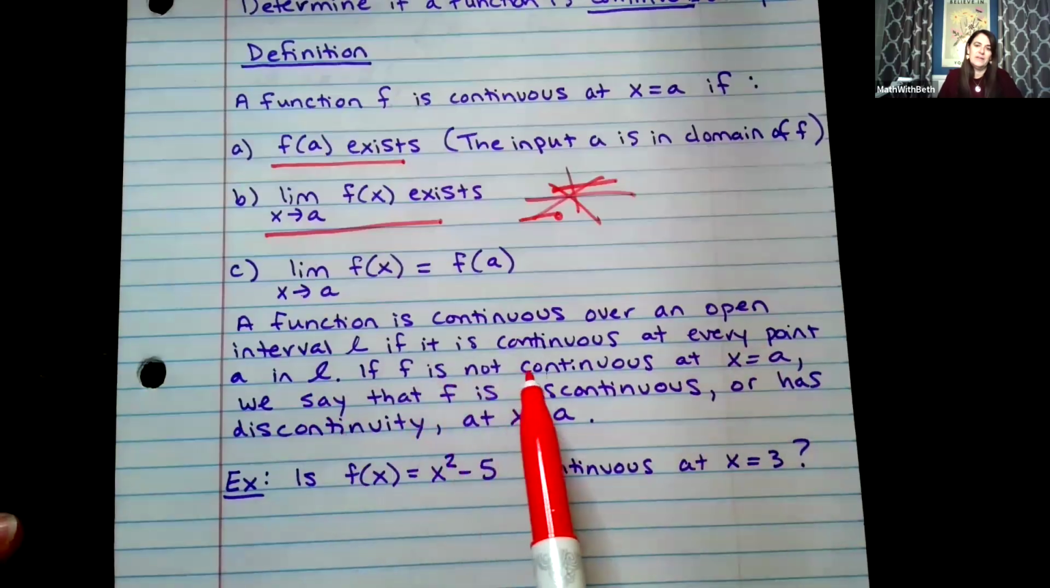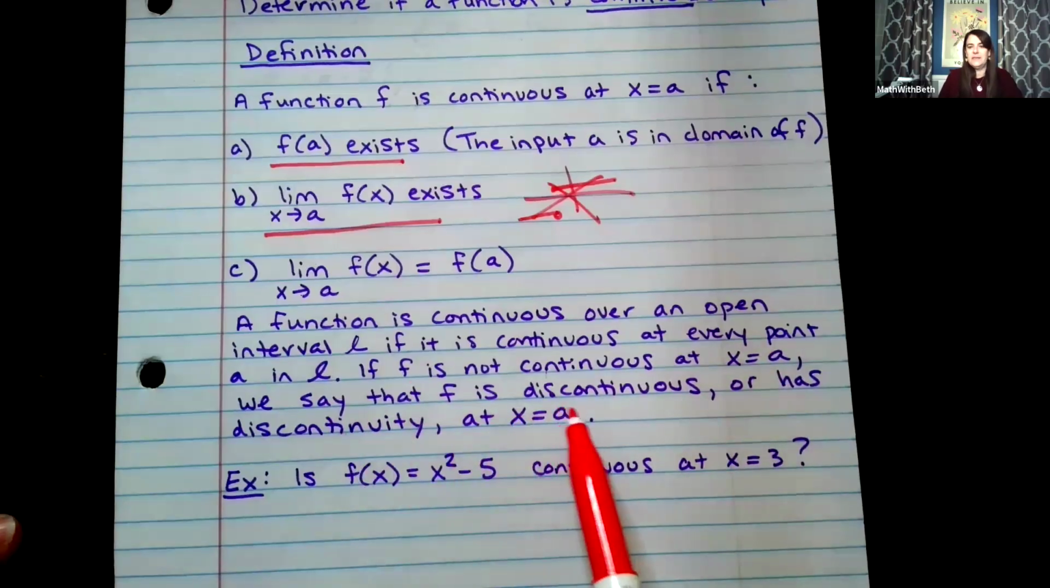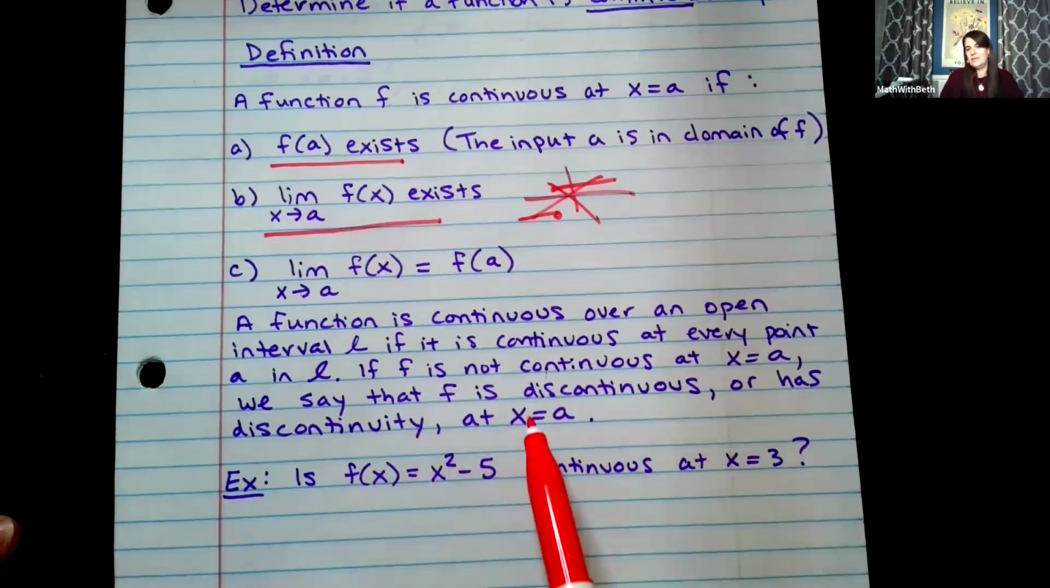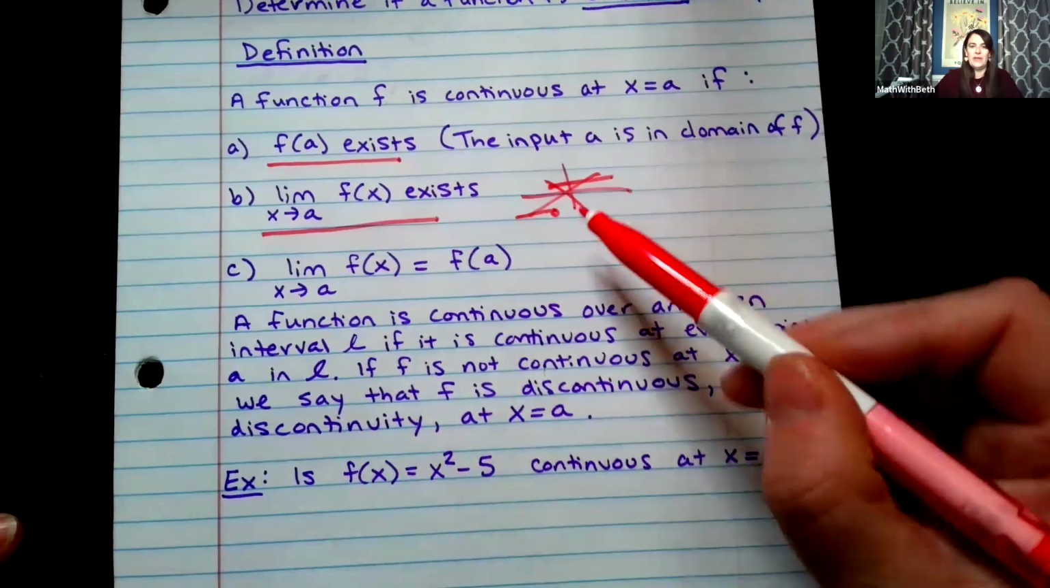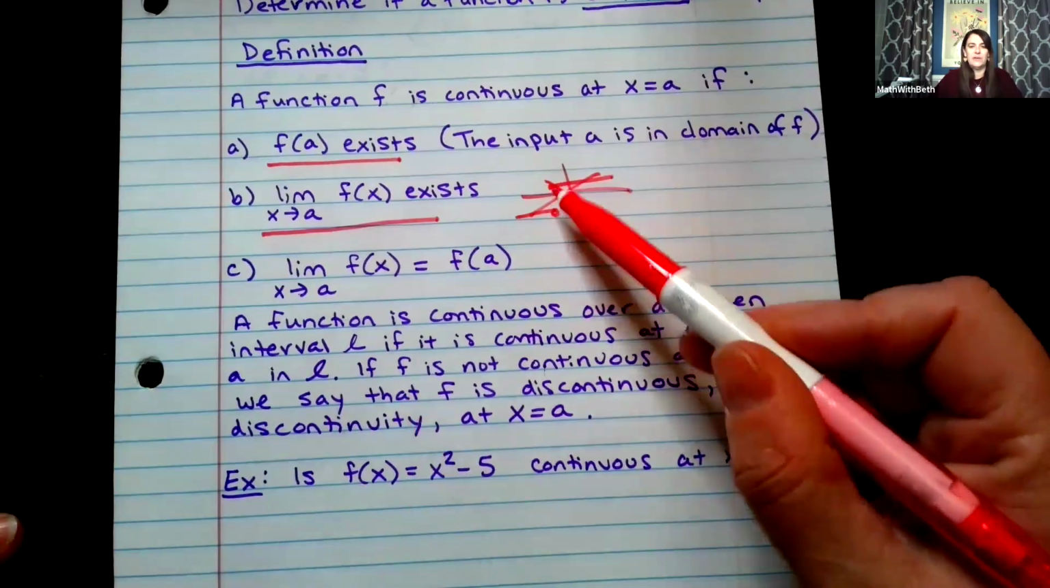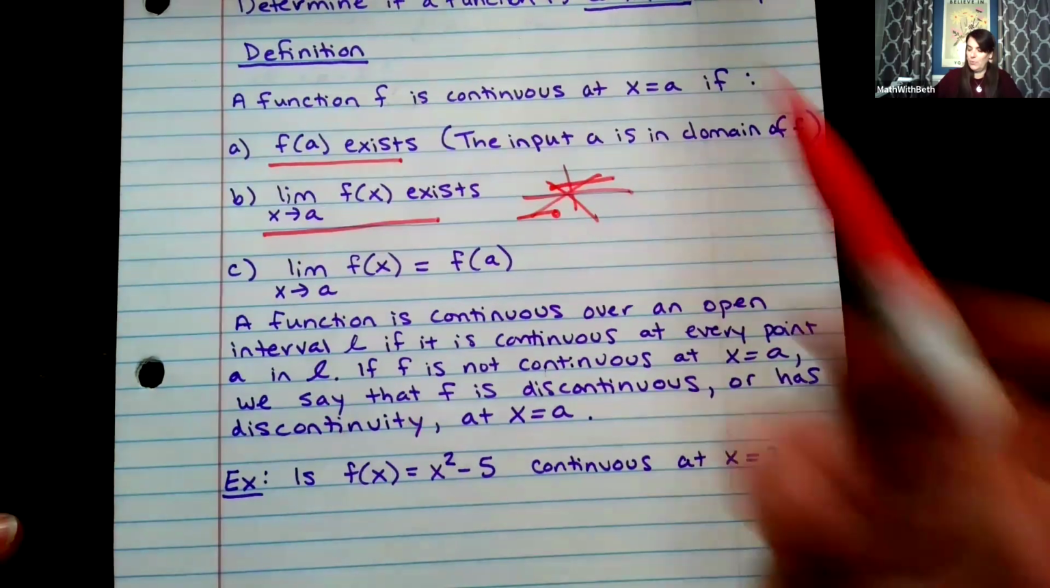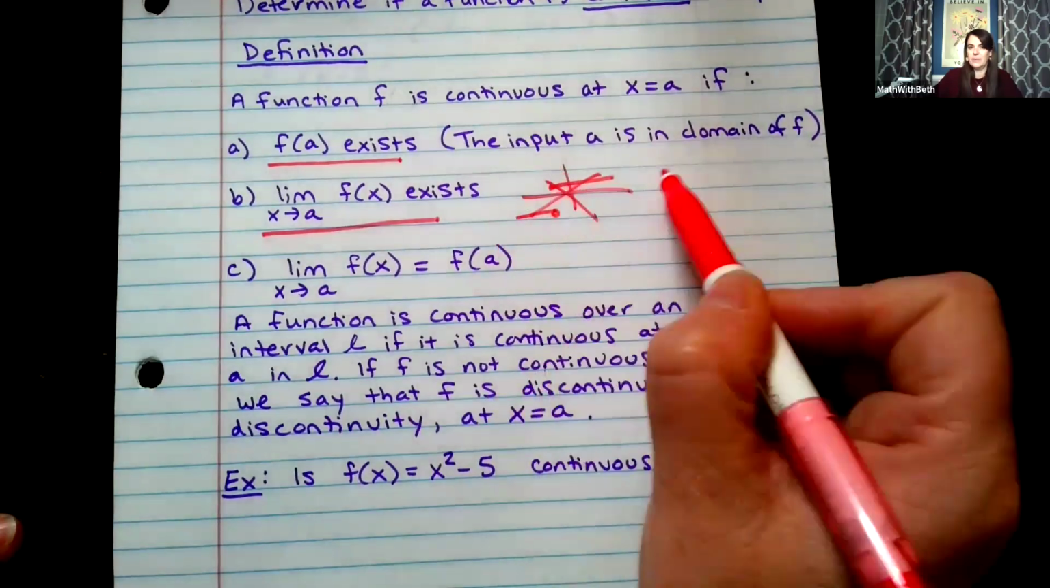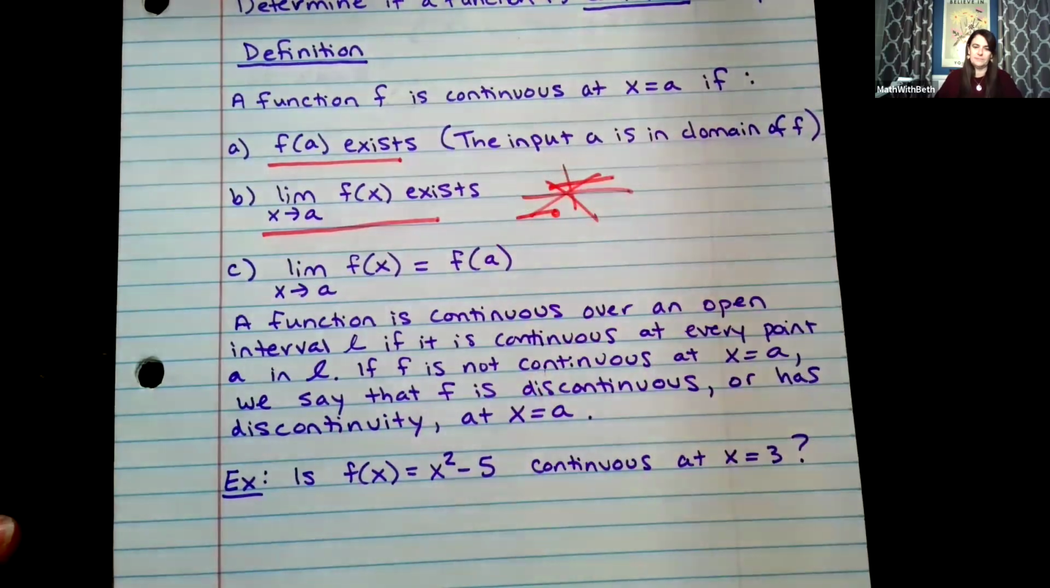If f is not continuous at x equals a, we say that f is discontinuous or has a discontinuity at x equals a. This would be an example of something that is discontinuous at a certain point, because at that point we would have to jump from here to up here. So it's obviously not continuous.